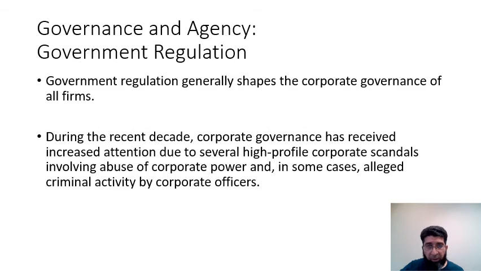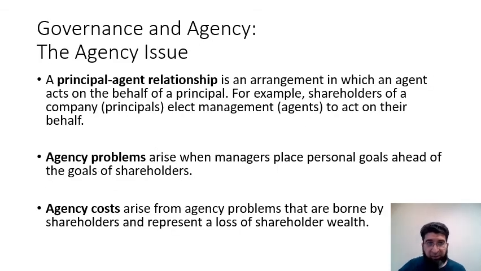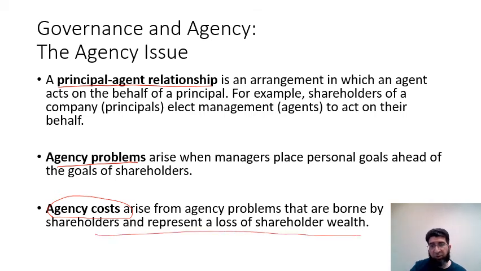So this relationship between owners and the managers is called the principal-agent relationship, while the problem between owners and managers is what we call the agency problem. It arises when managers place personal goals ahead of the goals of the shareholders. And agency cost is, if there is an agency problem, obviously we will have the cost that will be borne by the shareholders or the owners and represents a loss of wealth.